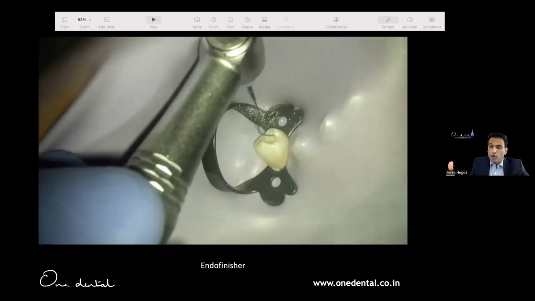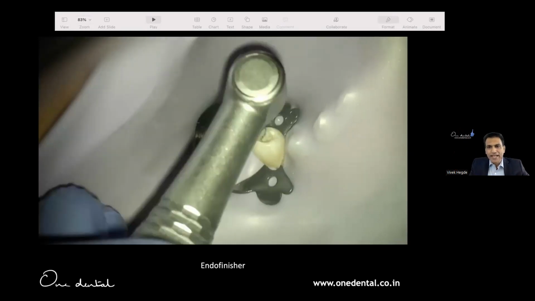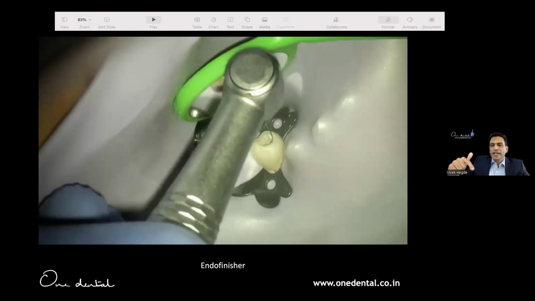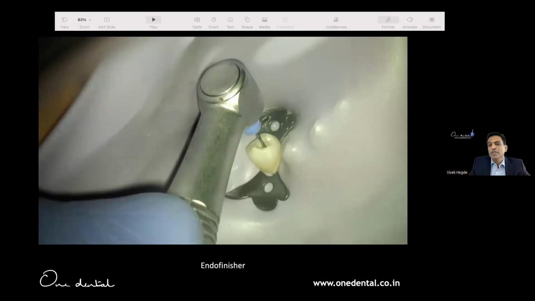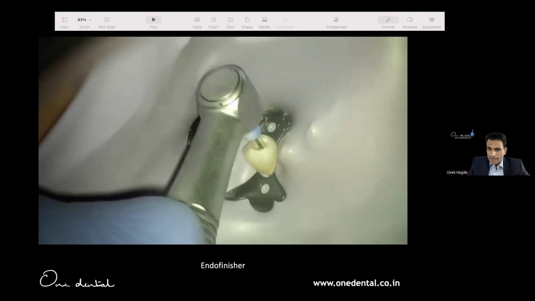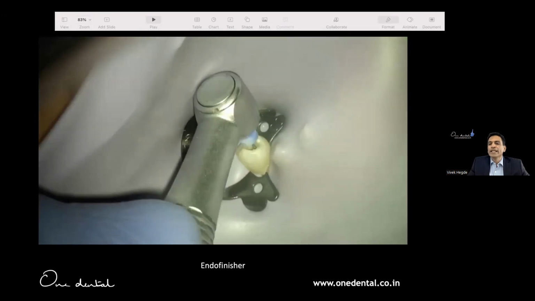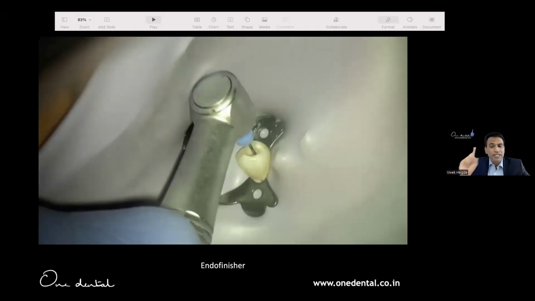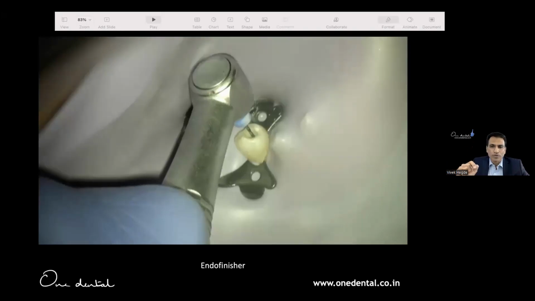You have to do it with hypochlorite. You also have to do it with, say, liquid EDTA. I'm coming to that a little later. So you put it in the system and start activating. Go apical, middle, coronal a couple of times. Minimum is 1 to 2 minutes per canal. So that's what you do. This is about the EndoFinisher. Go in and out very passively. Don't let it bind in the canal. That means your canal is not prepared enough. It can break, and it has broken. I've removed them also. I've seen them, right?